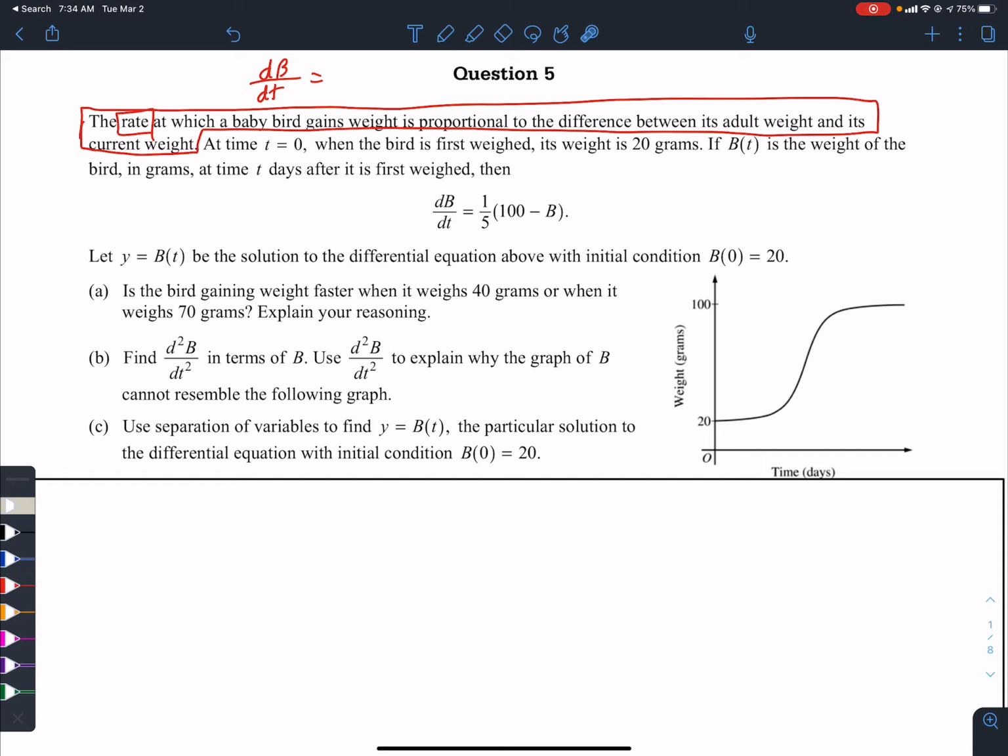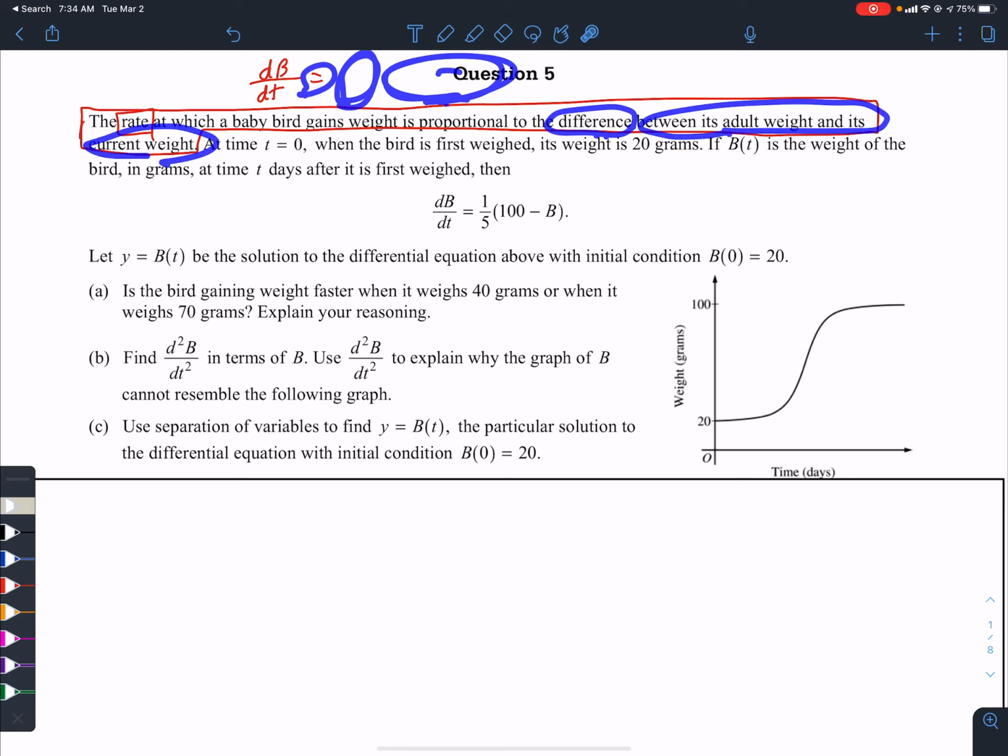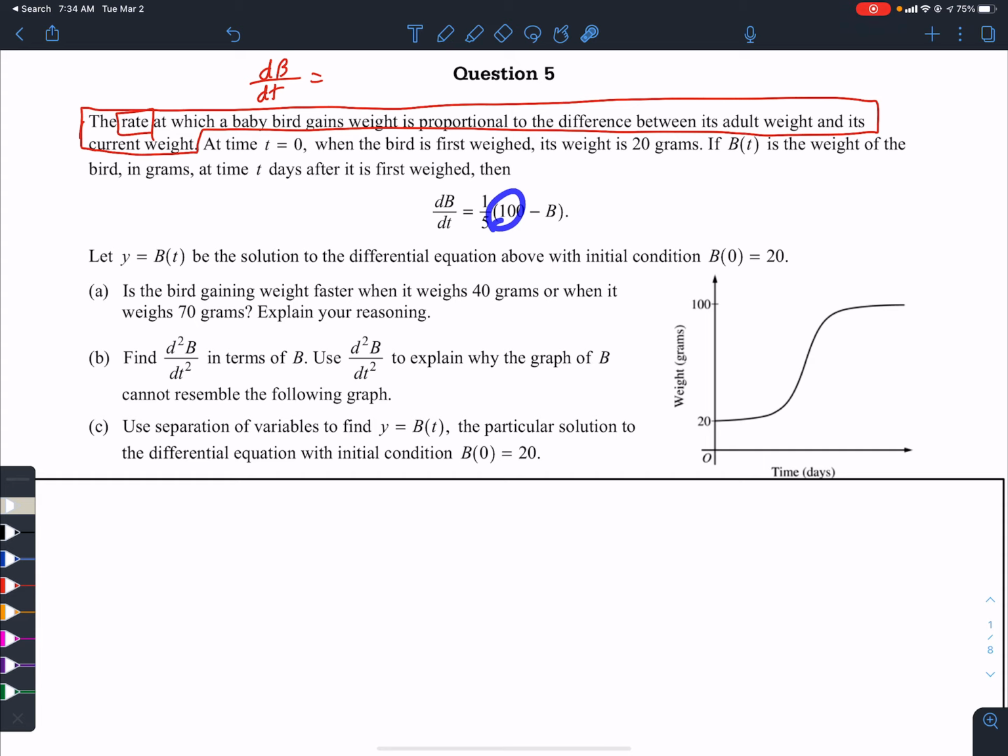So the rate at which the bird gains weight is proportional to. That word proportional to means it's equal to something plus a constant in front. So something and a constant. What's that something? The difference means subtraction between its adult weight and its current weight. Well, its adult weight's 100. The current weight is B. So here's your constant, and here's your adult weight minus current weight. So in actuality, this is that opening sentence.